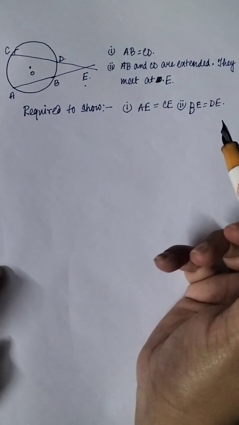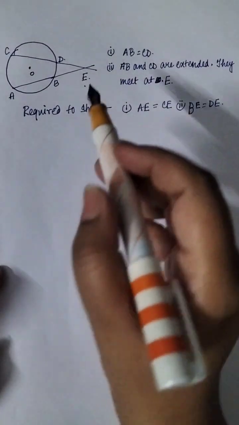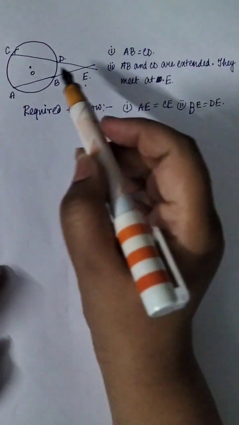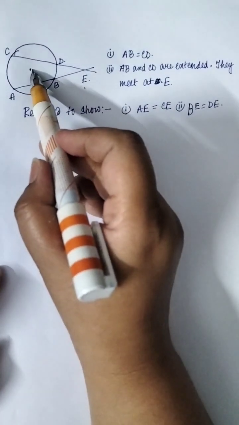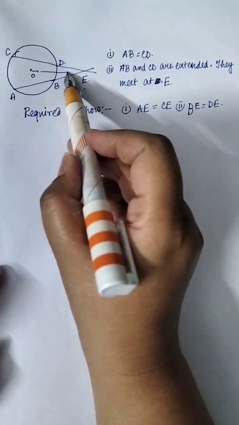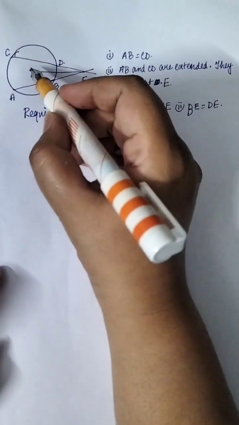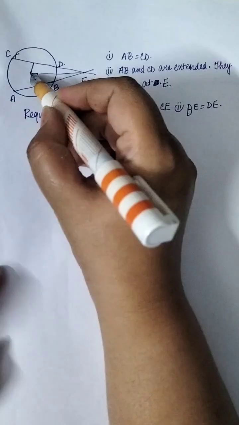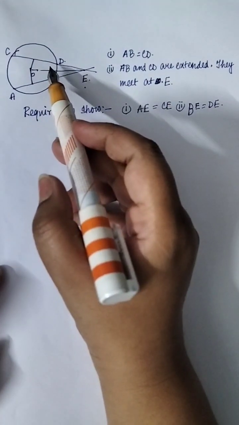So in most of the cases, we use the congruency concept. So that's why we have to make a construction. It's clear to all of you. Which construction we have to make here? Join the center with this intersection point and also draw two perpendiculars from the center to the chords.